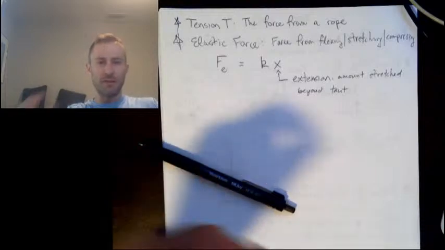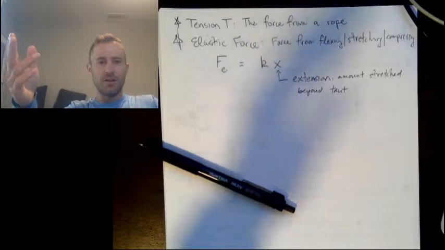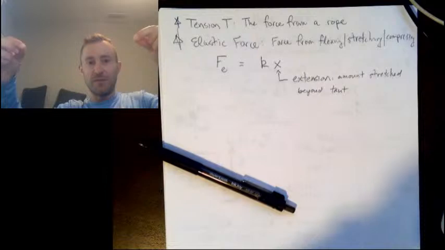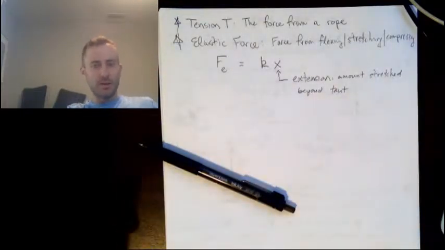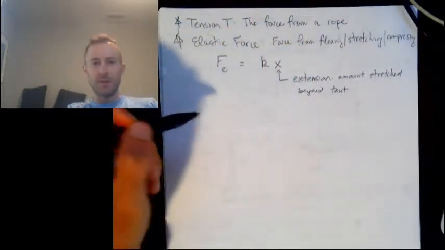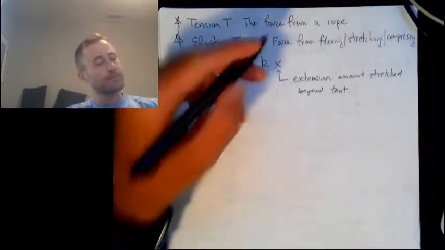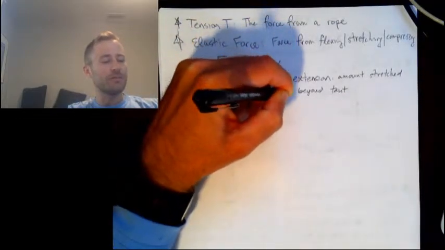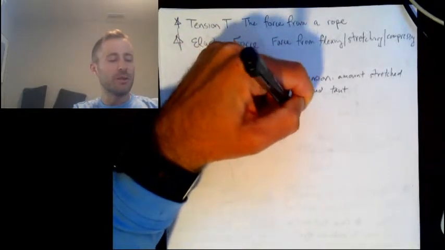So if you have a rubber band that is 5 centimeters long, if you just put it on the table and it's 5 centimeters long, you're not stretching it. If you then pull it so that now the rubber band is 7 centimeters long, you went 2 centimeters beyond the natural length of the rubber band, the unstretched length, okay? So in that case, x would equal 2 centimeters. K is called the stiffness. Units of K are newtons per meter.